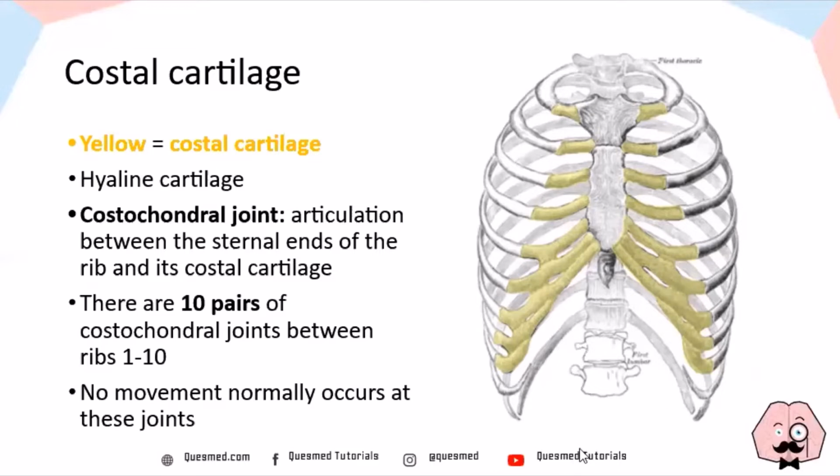They have very little movement in normal life, but they can move. So, for example, if you do CPR on a patient, often it's the costal cartilage and the costochondral joints that are moving when you compress the chest. But obviously, that's not normal physiology for a patient.